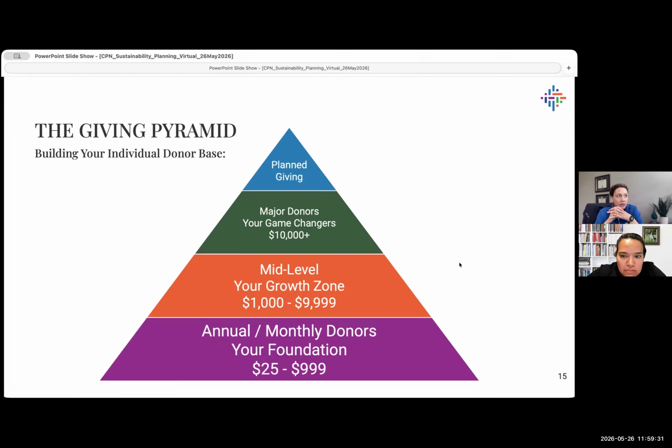You start off with folks giving $25 here or there, and then they become monthly donors. And that $25 a month very quickly becomes $250 to $300 a year. And then as people continue to get to know you and understand your work, they move into that mid-level, moving people up this pyramid from monthly donors to your growth zone, and your growth zone ultimately becomes your major donors over time, and then planned giving.